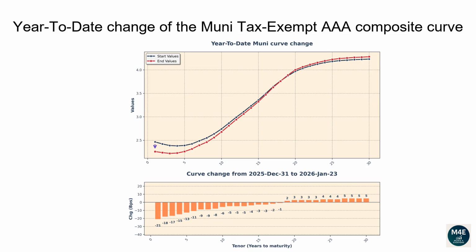The 1-year tenor changed -21 basis points. The 2-year tenor changed -18 basis points. The 5-year tenor changed -13 basis points. The 10-year tenor changed -6 basis points. The 20-year tenor changed 3 basis points. The 30-year tenor changed 5 basis points.